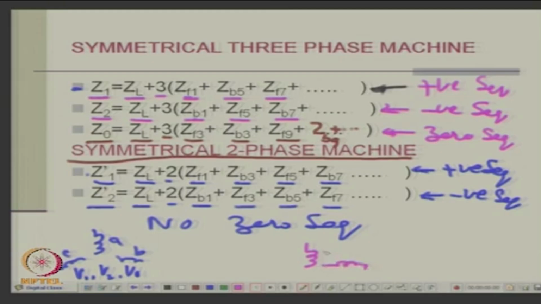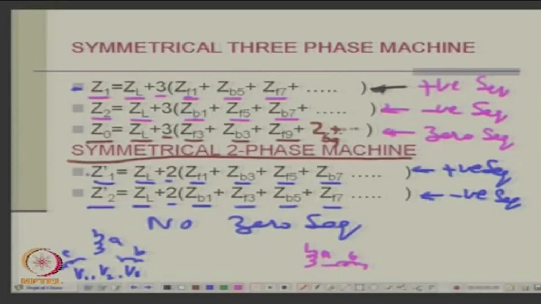Okay. Now, the 2-phase machine will have 2-phase symmetrical components, an M-phase machine will have M-phase symmetrical components. For the single phase machine, we have not done 3 phase. Single phase machine, you can have 2 phase, because single phase is non-symmetrical, it is an asymmetrical thing.